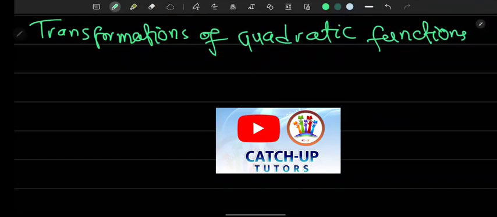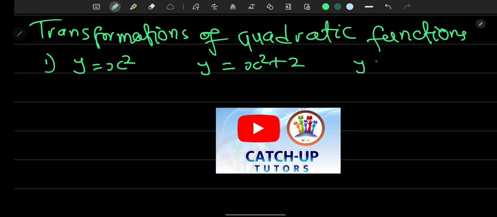In these videos, we are going to consider transformations of quadratic functions, and the transformations we'll be considering here are reflections and translations. The results we are going to obtain will be from the parent function. So we consider y equals x squared, which is the parent function of quadratic. Then we consider y equals x squared plus 2 and y equals x squared minus 2. So let's start from these three.